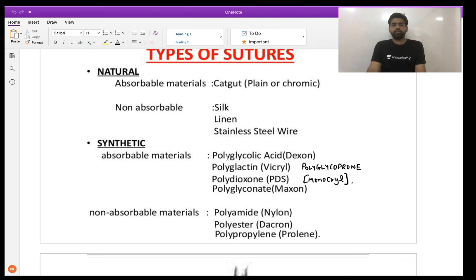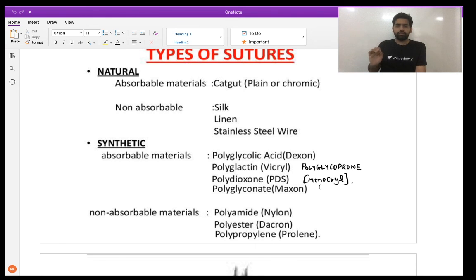Now let us talk about the synthetic absorbable sutures. You must be knowing all these sutures by the names Vicryl, PDS, Maxon, Dexon, but at the same time you also need to understand the chemical structure of these. Monocryl is important. It is polyglecaprone, one and the same thing. Vicryl is polyglactin, please remember that. And PDS is polydioxanone. If you don't remember much about it, that's fine.